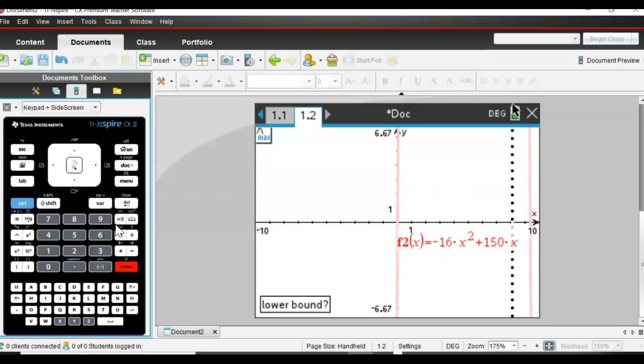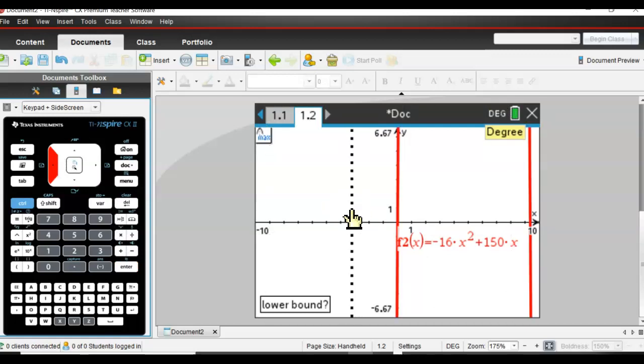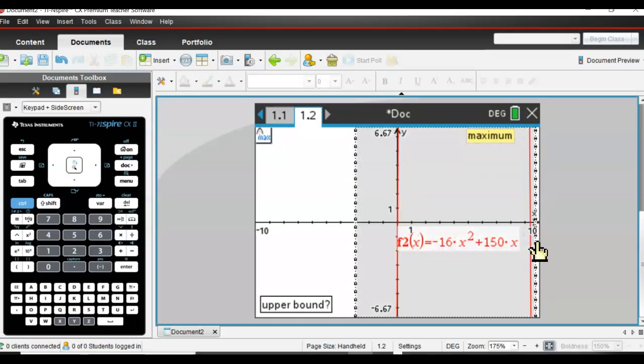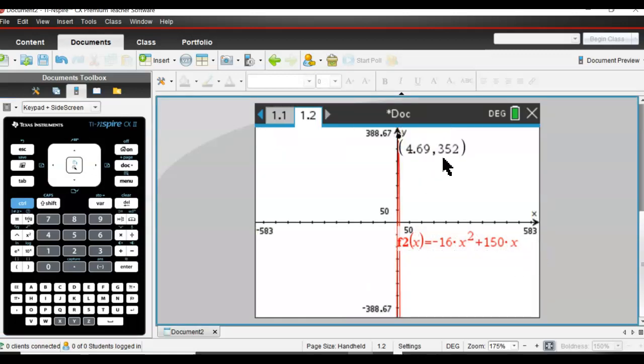Enter. I'm going to do the same thing that I did before. So this time I have to scroll. There we go. To scroll my line over here. I can kind of cheat, guys, because my screen is pretty doable, but you guys are going to have to use these arrows over here. So I'm just going to go all the way over to here, and it gives me my maximum. So let me write my maximum down on my paper. So we're going to have 4.69, 352.